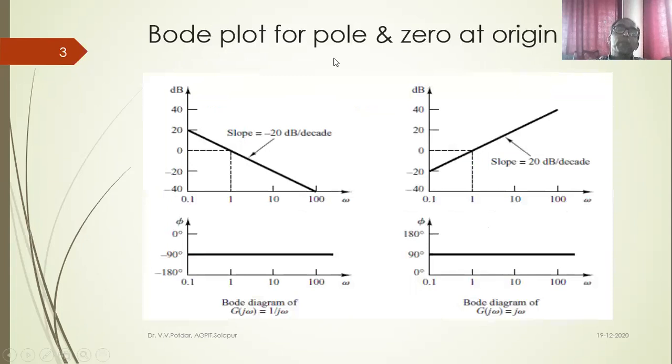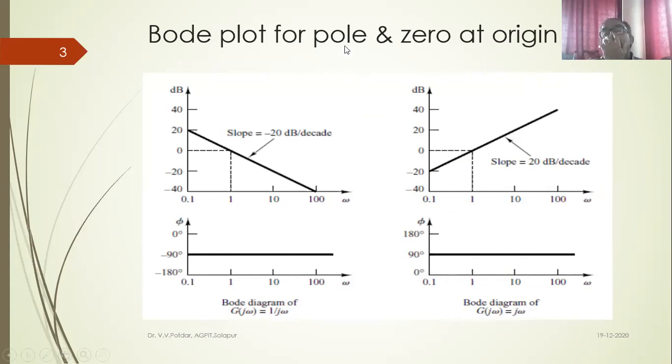Similarly, the Bode plot for poles and zeros at the origin. If you remember, an s term in the denominator corresponds to a pole at the origin, and an s term in the numerator of the transfer function is called a zero at the origin. So what do we mean by zero and pole at the origin? Zero at the origin: if I put s equal to 0 in that factor, the entire ratio becomes 0.